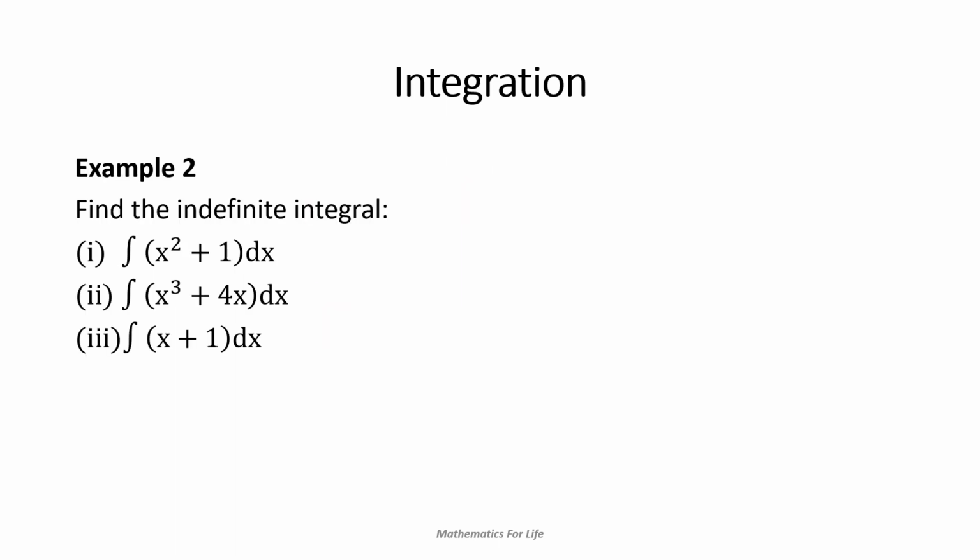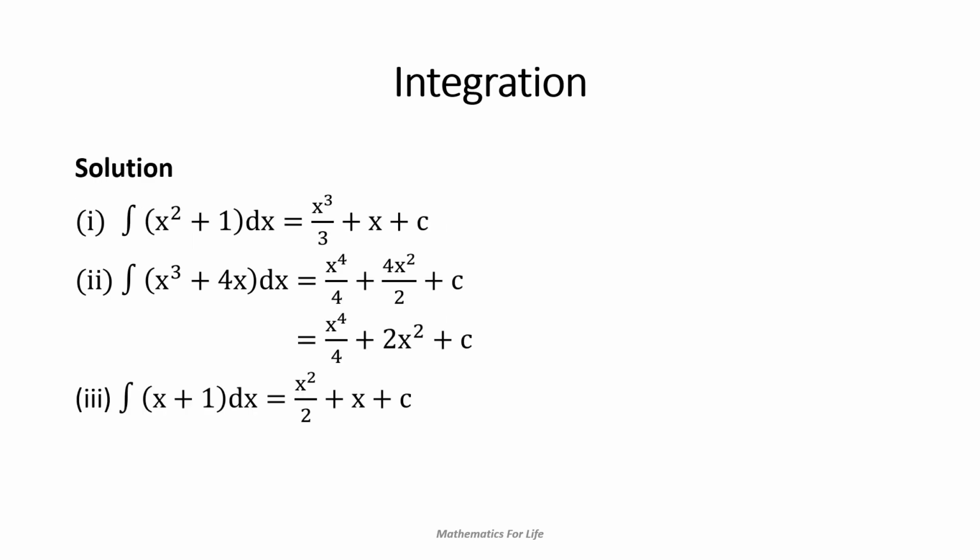In example number 2, it will be done the same way as example number 1, and therefore we will need to integrate what we have in the bracket with respect to x or any other variable that is provided, and add our arbitrary constant c. For the first one, which is x squared plus 1 integrated with respect to x, we are getting x cubed over 3 plus x plus the arbitrary constant c.